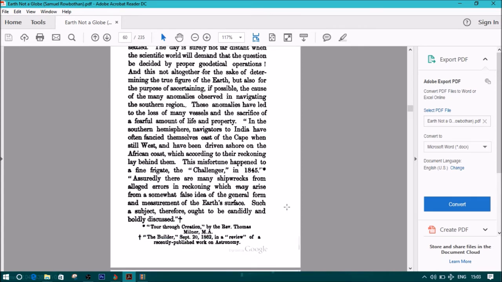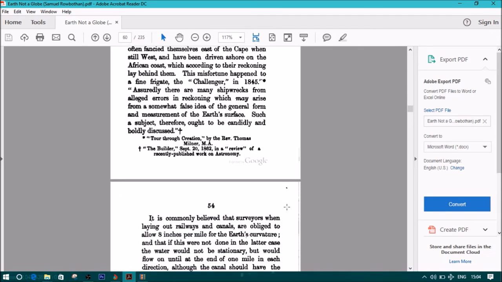Assuredly, there are many shipwrecks from alleged errors in reckoning which may arise from somewhat a false idea of the general form and measurement of the Earth's surface. Such a subject, therefore, ought to be candidly and boldly discussed. These are quotes from Tor Through Creation by the Reverend Thomas Milner and The Builder, September 20th, 1862, in a review of a recently published work on astronomy.